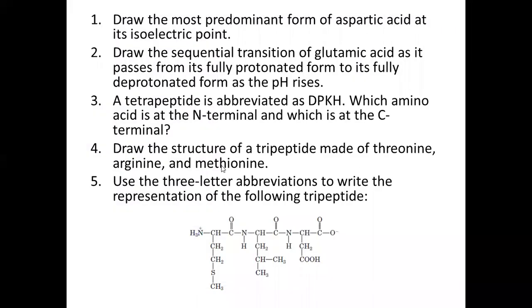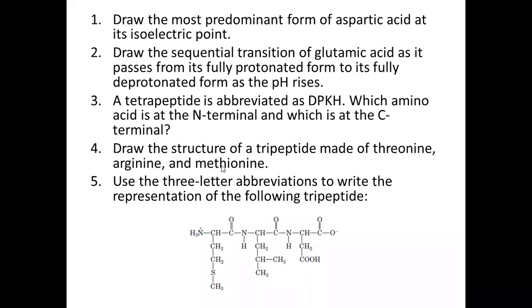I hope that you can see my screen, and then draw the sequential transition of glutamic acid as it passes from its fully protonated form to its deprotonated form as the pH rises. Of course, when you draw the structure of glutamic acid, you start with the fully protonated form, both from the carboxylic and the amine group, and then the side chain, the protonated form side chain.